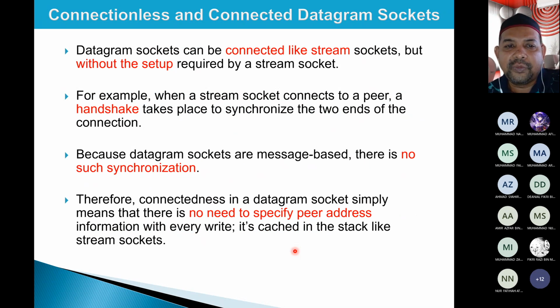So the datagram socket can be connected like a stream socket but without the setup required by a stream socket. For example, when a stream socket connects to a peer, dia adalah ada handshake. Kan? Three-way handshake kita panggil kan? So takes place to synchronize the two ends of the connection. So bagi salam dulu, jawab salam, lepas tu acknowledge kan? Because the datagram sockets are message-based, there is no such synchronization. Ingat UDP connectionless, tak ada. So therefore, connectedness in the datagram socket simply means that there is no need to specify peer address information with every write. It's cached in the stack like a stream socket.